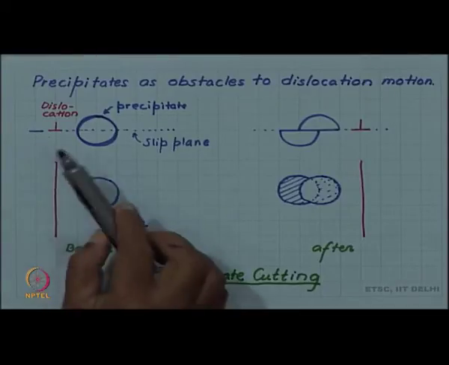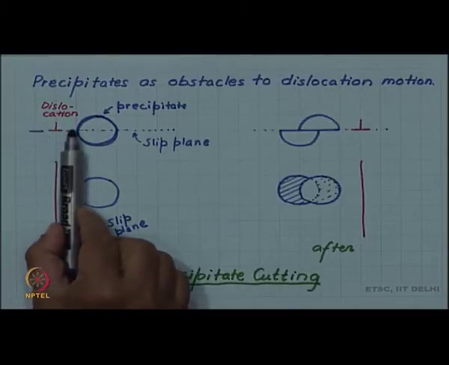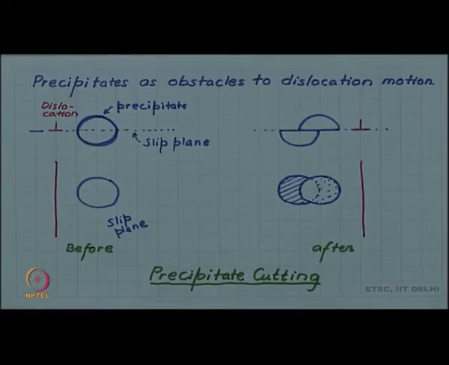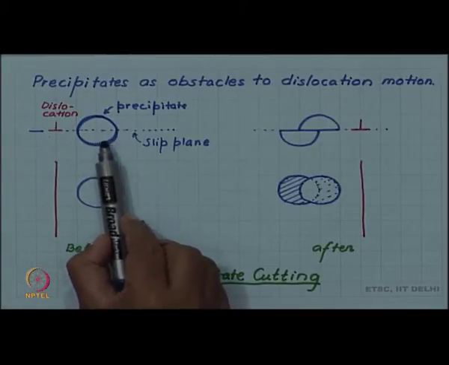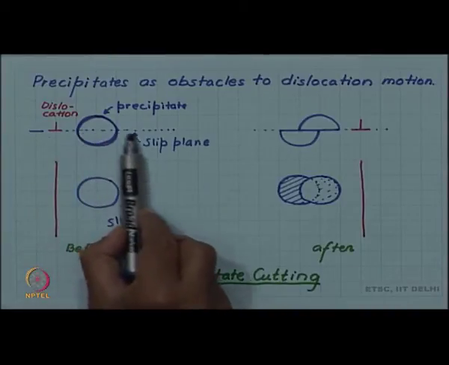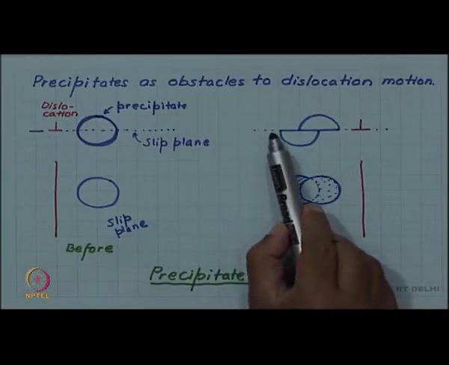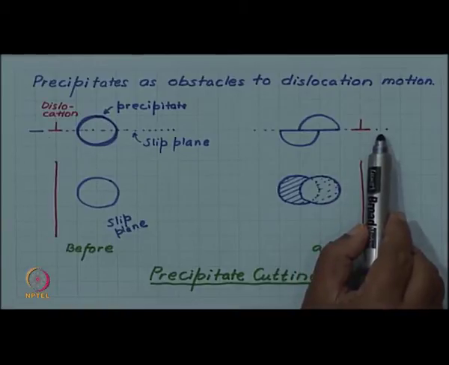So, suppose a dislocation line is now gradually approaching the precipitate as it is moving on its slip plane. If the precipitate is small and if the precipitate is coherent, which means that the slip plane is continuous through the precipitate, then the dislocation line can simply move through the precipitate and come out.